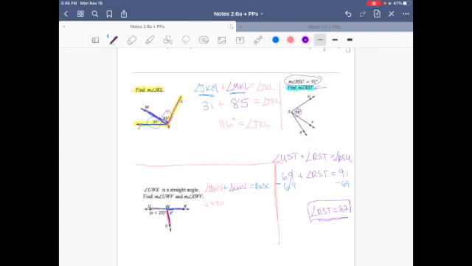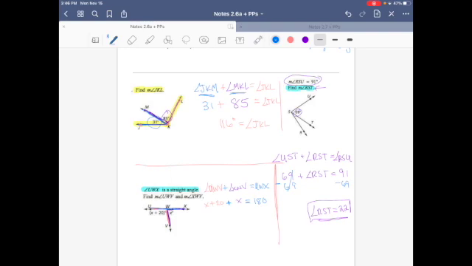And WXV is X. And then we know this. We know UWX is a straight angle. So a straight angle is 180 degrees. So that equals 180 degrees.